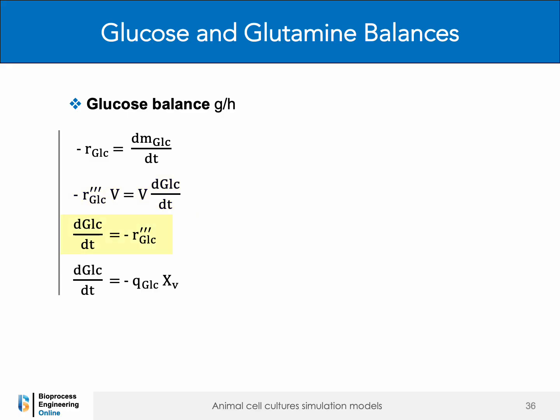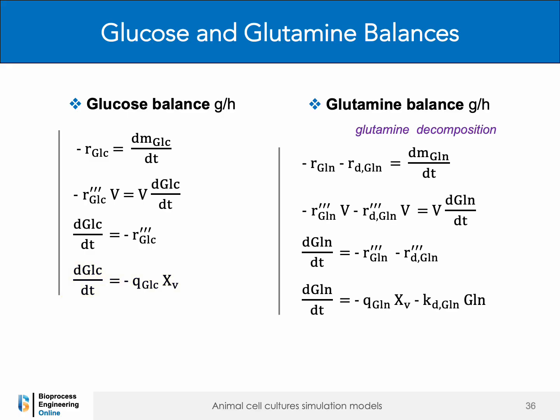Since the culture volume is constant, we obtain dglc over dt equals minus RGLC third. Or in terms of the specific glucose consumption rate, dGLC over dt equals minus qGLC xV.